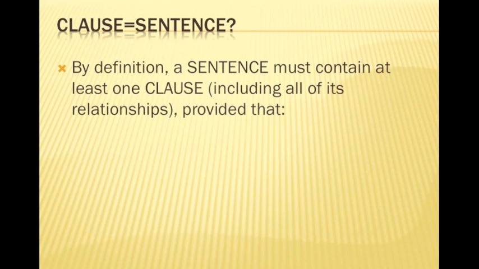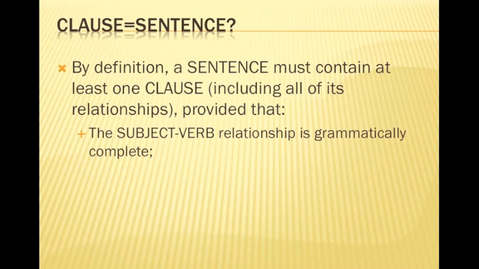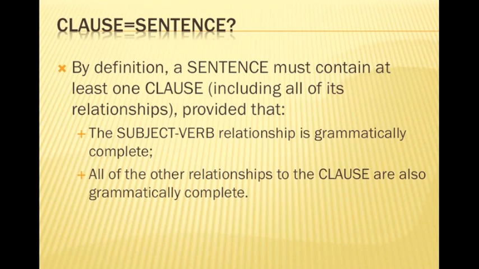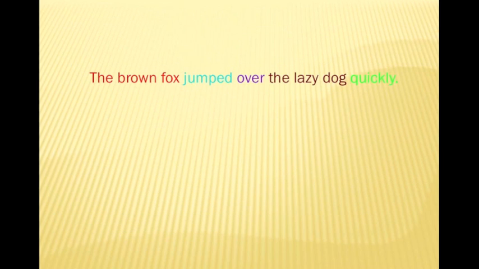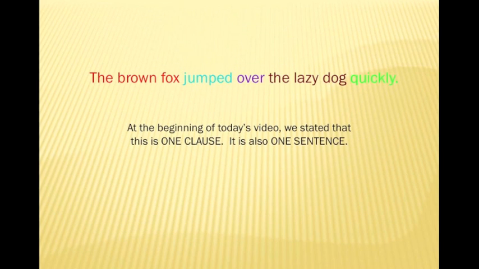Now, as we stated earlier, by definition, a sentence must contain at least one clause, including all of its relationships, provided that the subject and verb relationship is grammatically complete, and all of the other relationships to the clause are also grammatically complete. Of course, there are exceptions to this rule, but for now we'll assume it to be true. So again, in our example, we stated that this is one clause. Now we can say it's also one sentence.